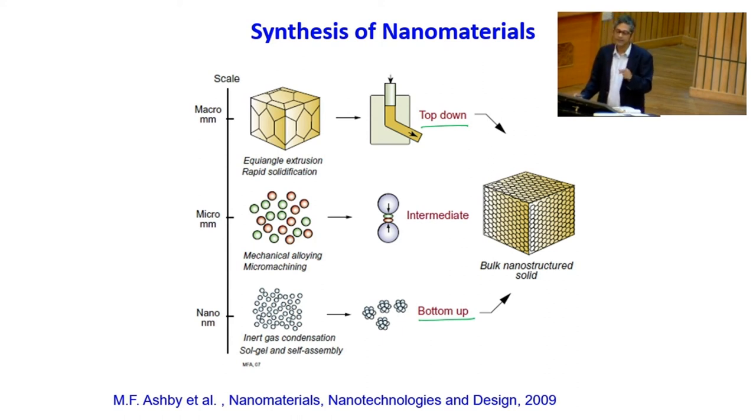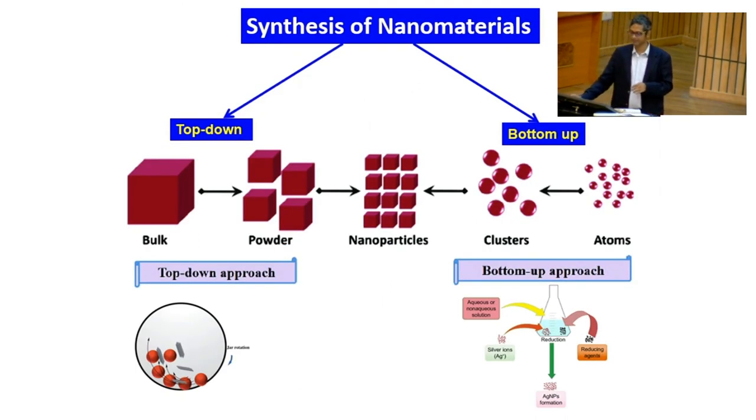You can also put intermediate things like mechanical alloying or micro-machining. In mechanical alloying, you can start with bigger size particles, break them down to an intermediate size, and produce nanomaterials. Or you can form an alloy from a pure material also. Machining is the same thing, you can do a machining operation on the surface and deform the surface heavily and form nanostructured materials. This is called intermediate things. But mostly you have two types of things, one is top down, one is bottom up. The next slide will also explain in more detail.